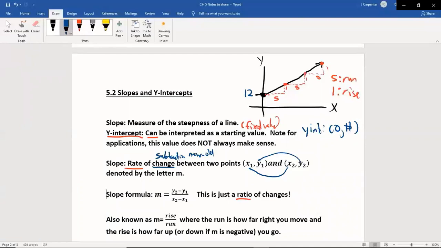Why 0 comma something? Because anywhere along this y-axis, you're not moving left or right, so your x value is 0. This point right here would be 0 comma 12, because you go left or right 0 and up 12. Up here, maybe this is a height of 20, that would be 0 comma 20. Maybe down here, this is a height of negative 5 million, that would be 0 comma negative 5 million.